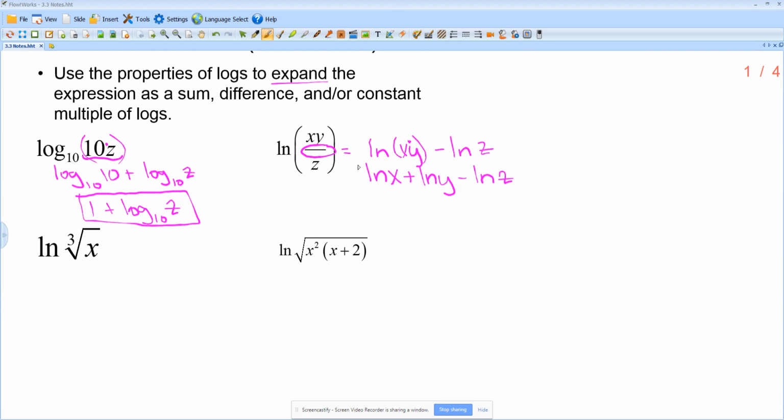And, if you wanted, you can have some parentheses here, just to really show this multiplication and that this is in the numerator.